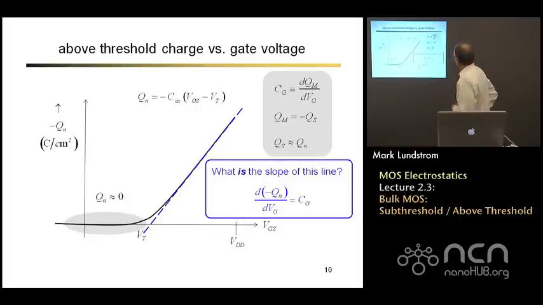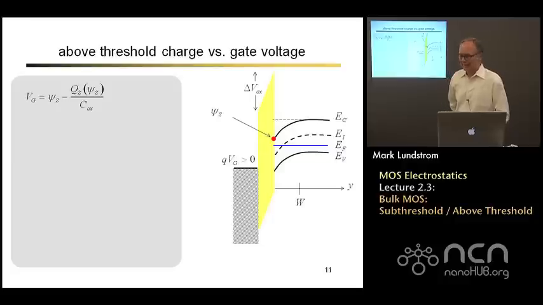Okay, now we can ask ourselves, what is the slope of this line? That's the derivative of minus the inversion charge with respect to the gate voltage. And you can see that minus the inversion charge is just the charge on the gate. So the slope of that line is the gate capacitance, which, as we'll see in a minute, is not necessarily the oxide capacitance. So let's take a look at that again.